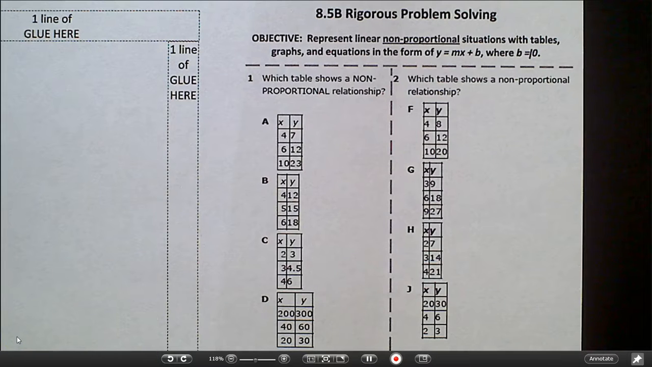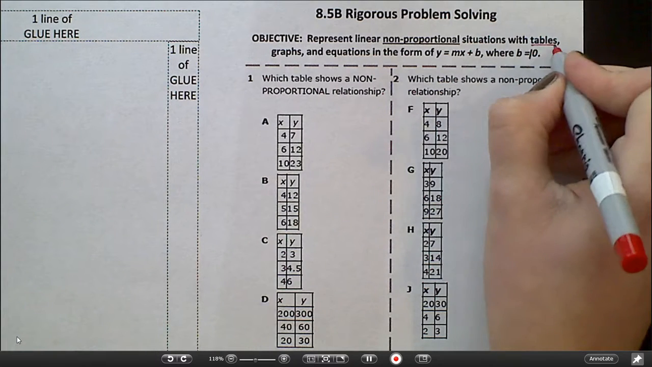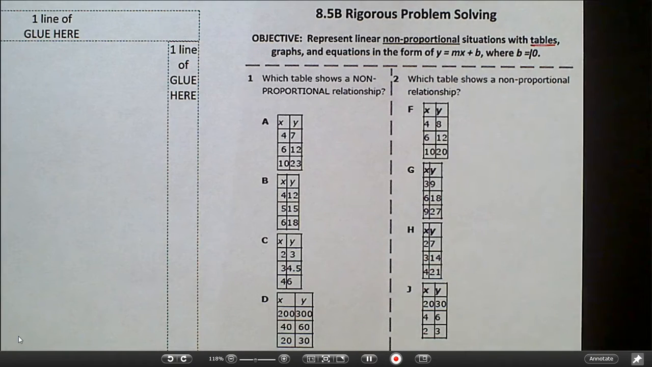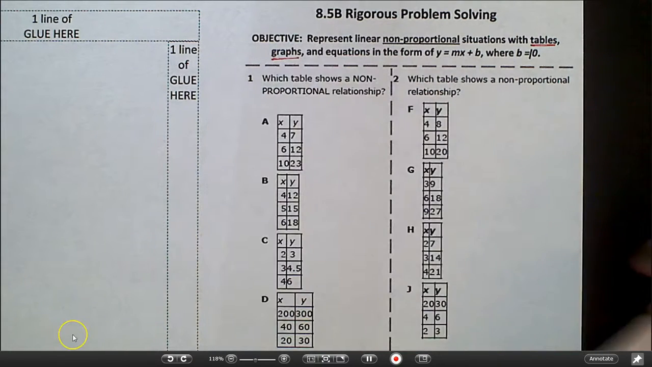Hey guys, today we're doing something similar to what we did yesterday. The only difference is that now we're going to be looking at non-proportional situations, whereas yesterday we were looking at proportional situations. So we're going to be analyzing and representing these non-proportional situations in several different ways: with tables, with graphs, and with equations.